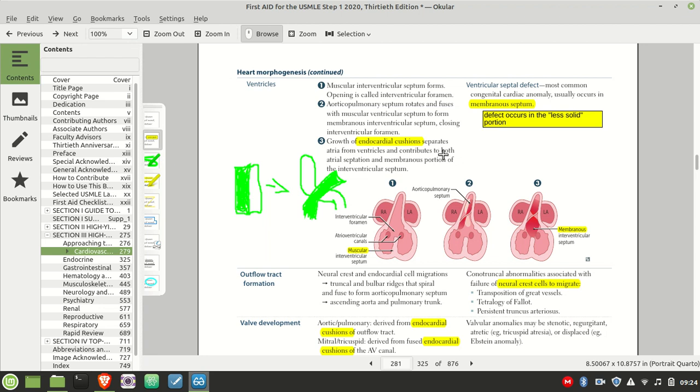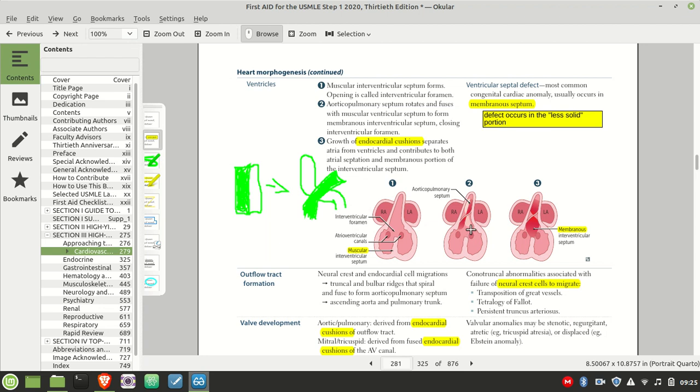So, as you have this muscular interventricular septum, you have a portion here called the interventricular foramen, and as you have your neural crest cells migrating and contributing to the aorticopulmonary septum, this thing right here, it ends up connecting to the muscular interventricular septum.